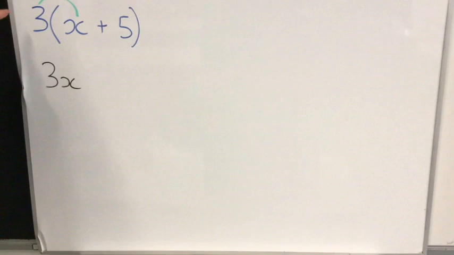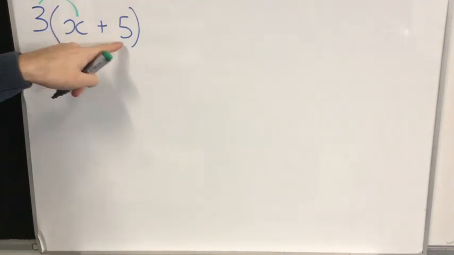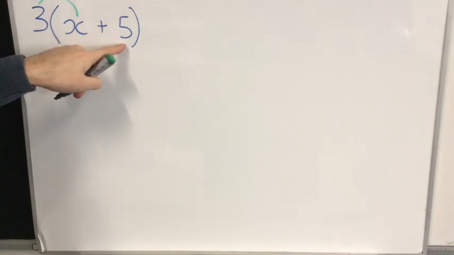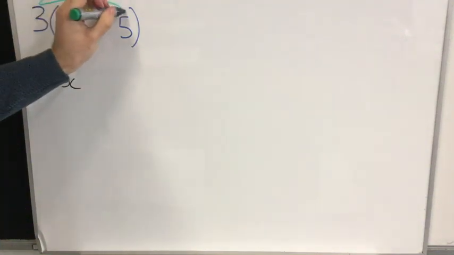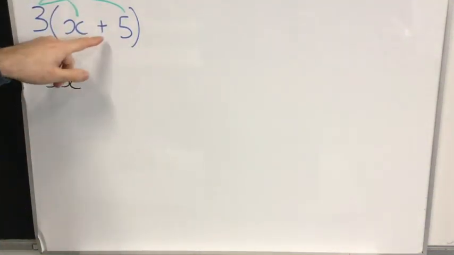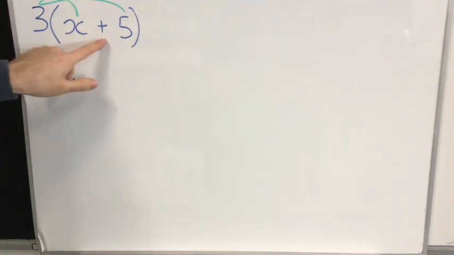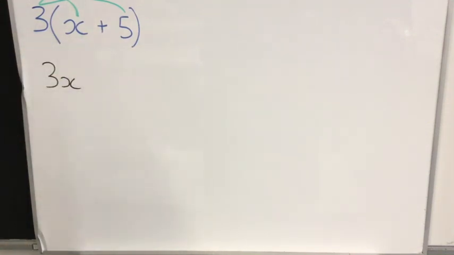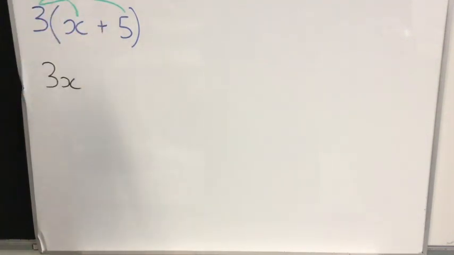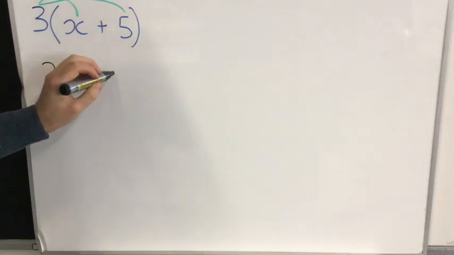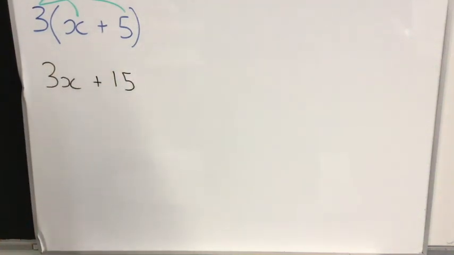Now the 3 is spoken to the x, but now it needs to go over here and speak with the 5. So they have to times together as well. So another arrow can go from here all the way over to the positive 5. That is important, we'll see why a little bit later. So this time now it just says 3 times 5, or 3 times positive 5. 3 times positive 5 is positive 15. And that's your answer. You've expanded. That's all you need to do.